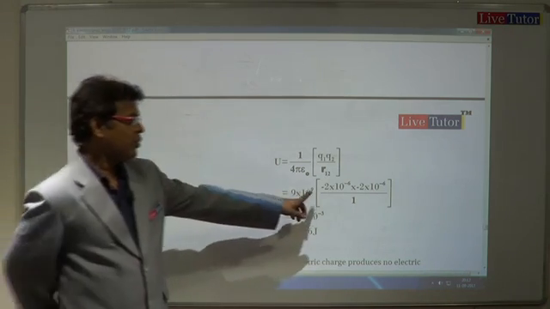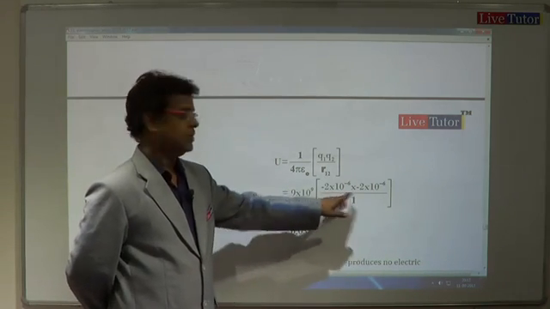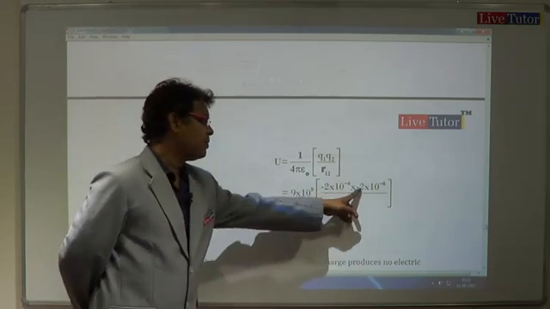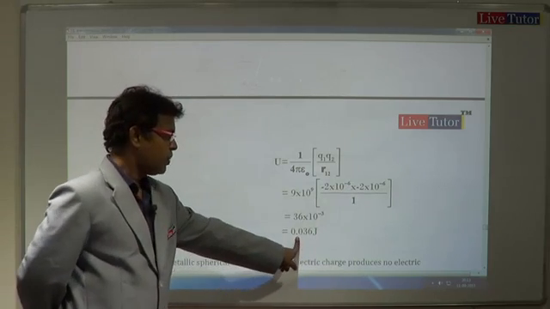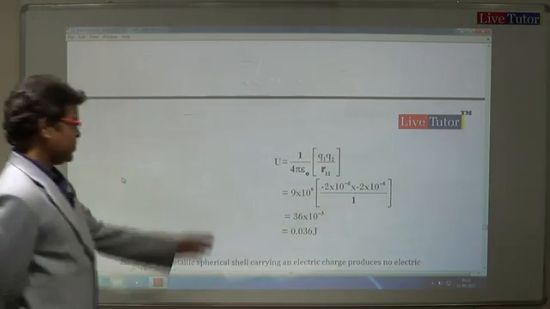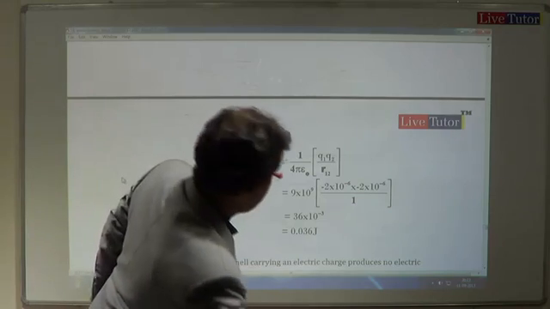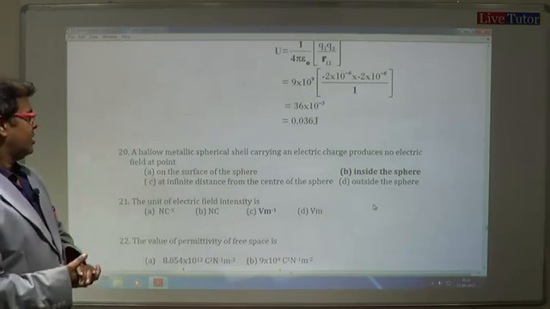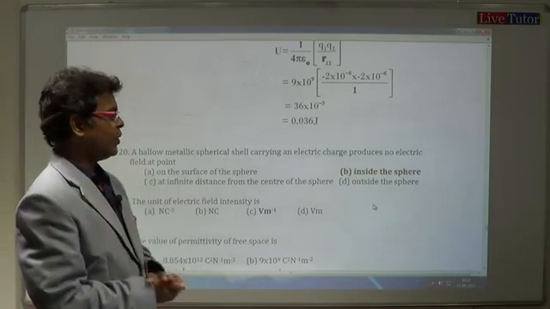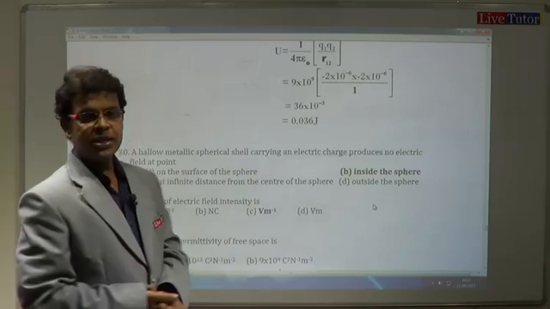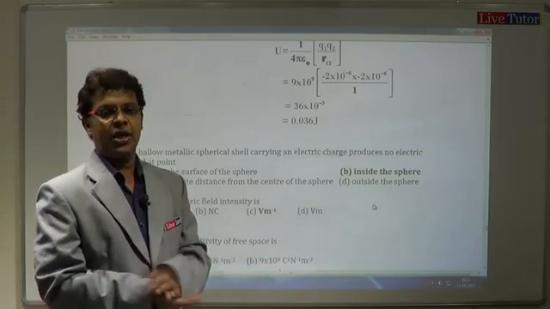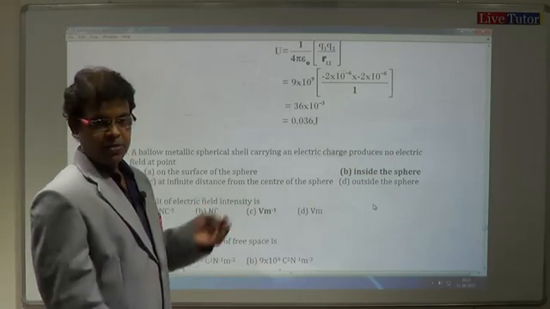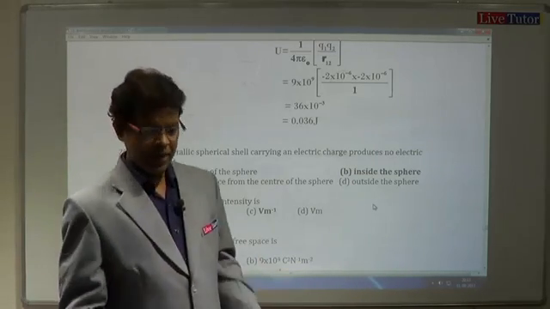So in both, we have to put it as -2 and -2. So -2 microcoulomb, 10 power -6. If you multiply this, both will become plus. The value will become 0.036 joules. So this is the 19th question. Finally, we'll see the 20th one. This is the same question as we have already seen. It produces no electric field inside the hollow spherical shell. Electrostatic shielding. Same question.